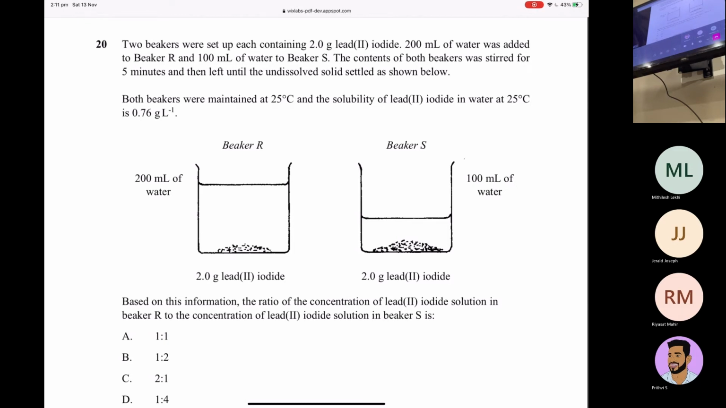Before you say your answer, B. What do you think? B? Okay, I want to examine the logic behind it. And Mithilesh, what's your answer? B. And what about Rhea? I thought it was C. Okay, now, can you explain your logic for C?